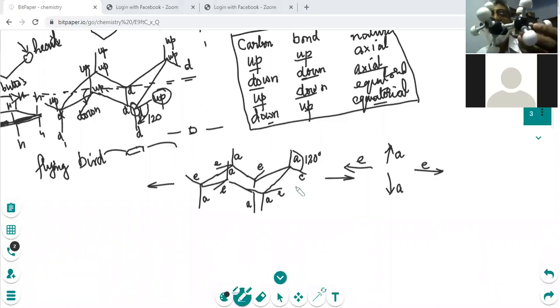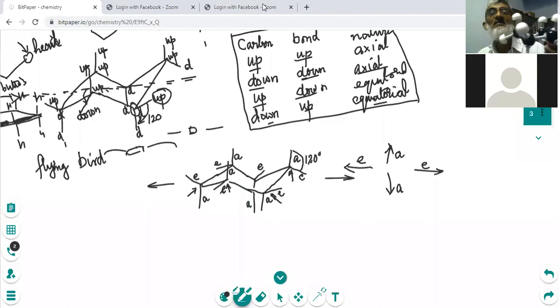And that is why, see here, I will mark these carbons here. 1, 2, 3, 4. These 4 carbons only you can see.